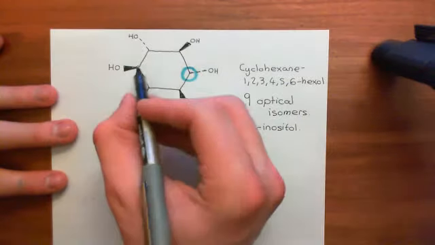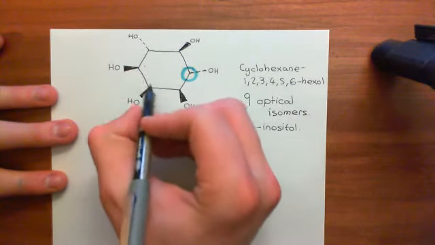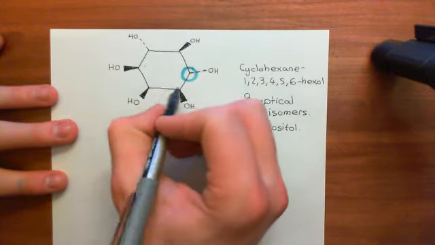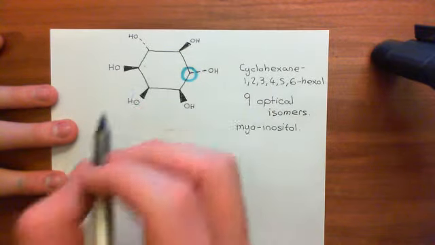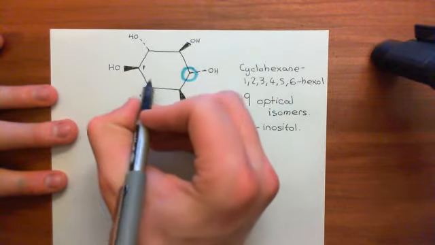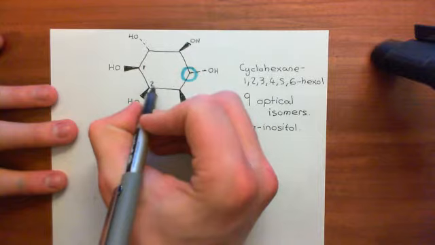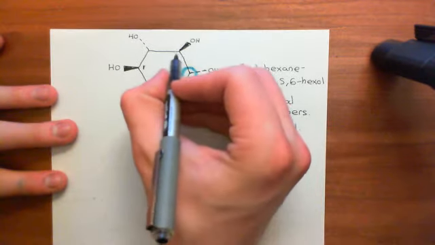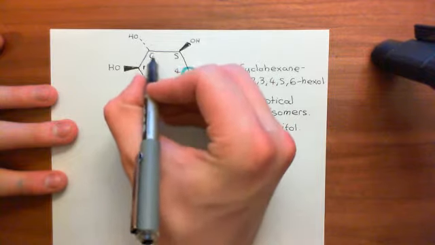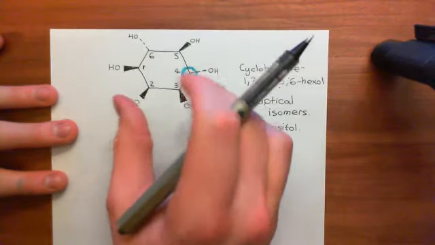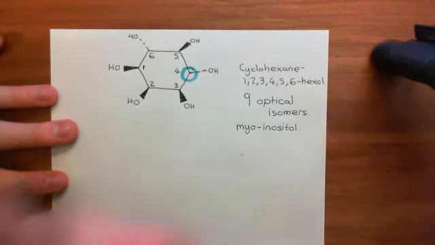Okay, now there is a specific way of naming the carbons within the cyclohexane ring of a myo-inositol molecule. So you call this carbon here the first carbon, this one the second carbon, this one the third carbon, this one the fourth carbon, this one the fifth, and this one the sixth. So that's the way of naming the carbons within the cyclohexane ring of a myo-inositol.